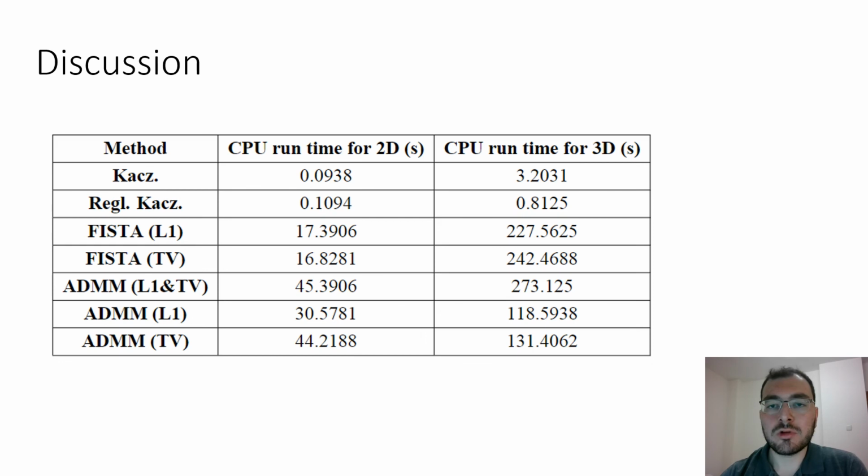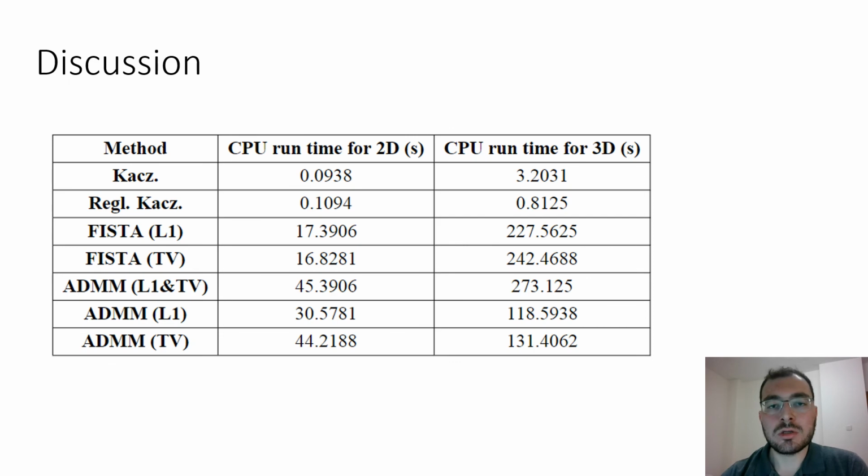The CPU runtimes for each method can be seen in the table. The fastest method is Kaczmarz, and the slowest method is ADMM L1 and TV in terms of CPU runtime. It is mainly because the Kaczmarz method requires very few iterations, while the ADMM requires many more iterations.